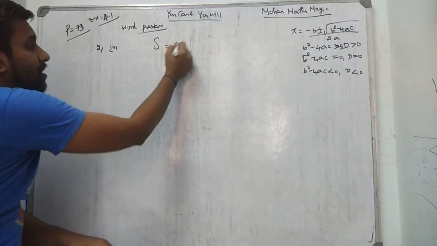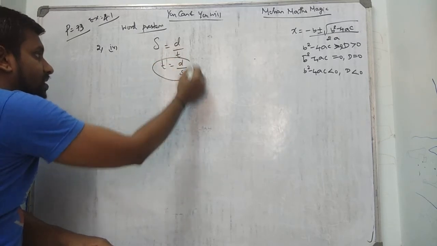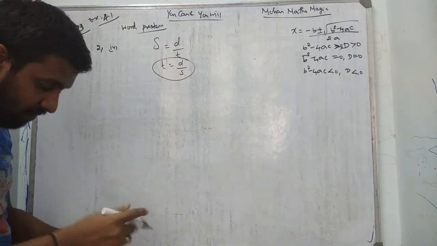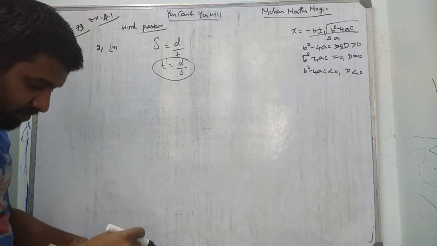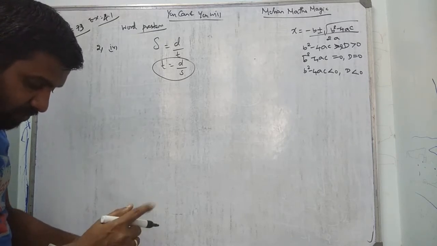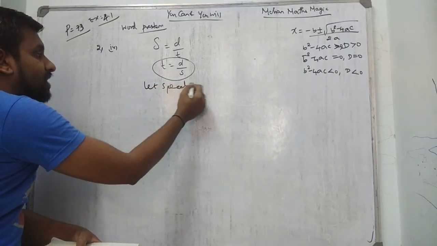First, speed equals distance by time. Then time equals distance by speed. This is a class 8th, 9th science formula. First, in the first case, what is the distance? 480. The speed: imagine that the speed equals x km per hour.